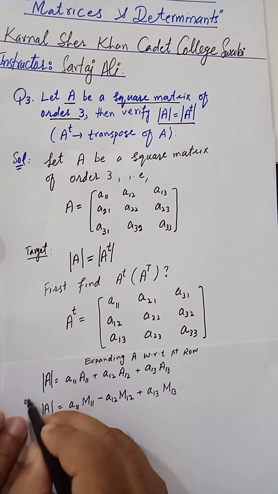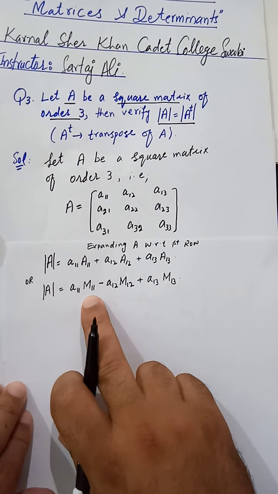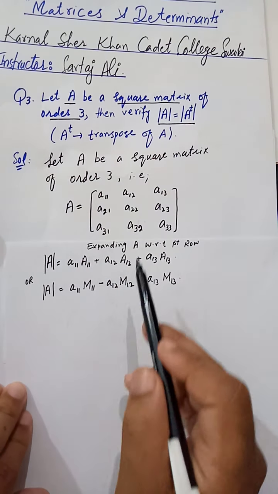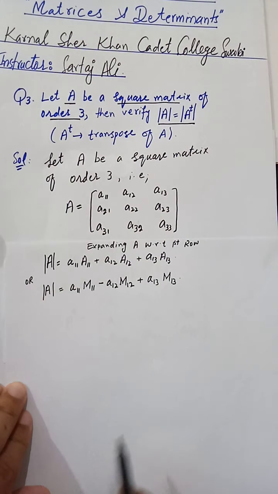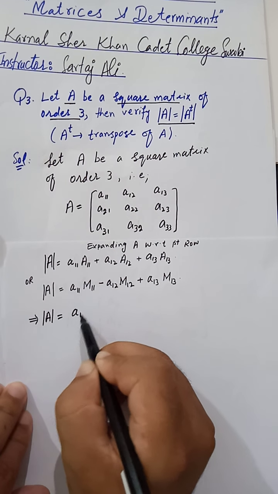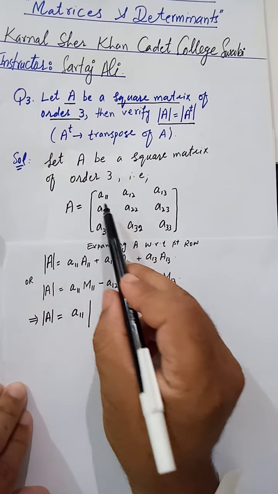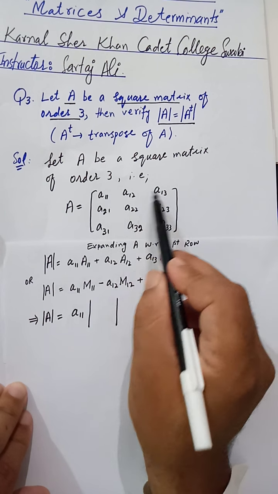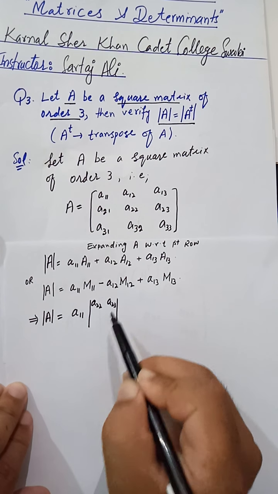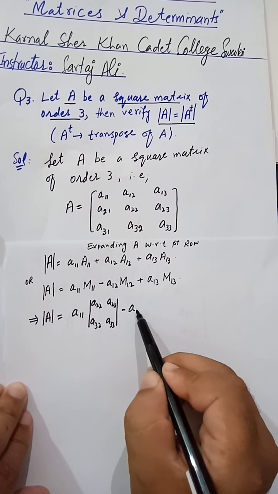Now you can also write it in this form. To find the determinant of matrix A, we need to find M11, M12 and M13. So what is M11? You need to cancel out the first row and first column and take the determinant of the rest of the matrix. So M11 will be equal to the determinant of the matrix when you cancel out the first row and first column. The rest of the matrix is written in the determinant form, minus a12.